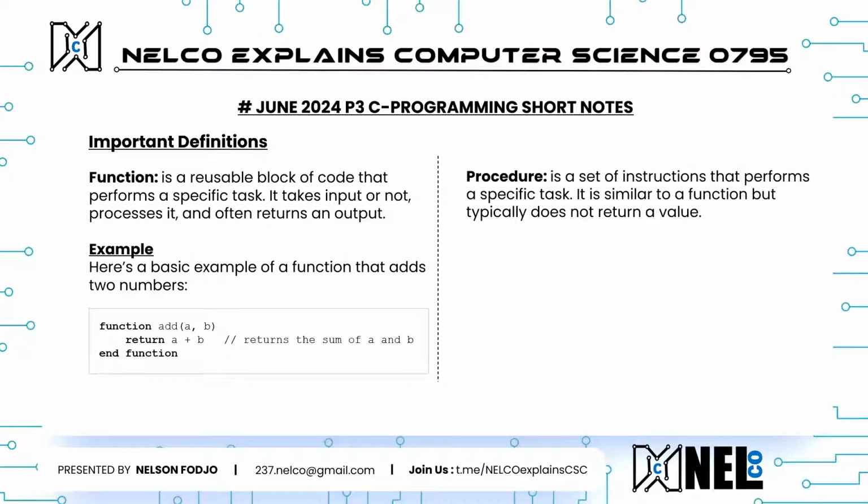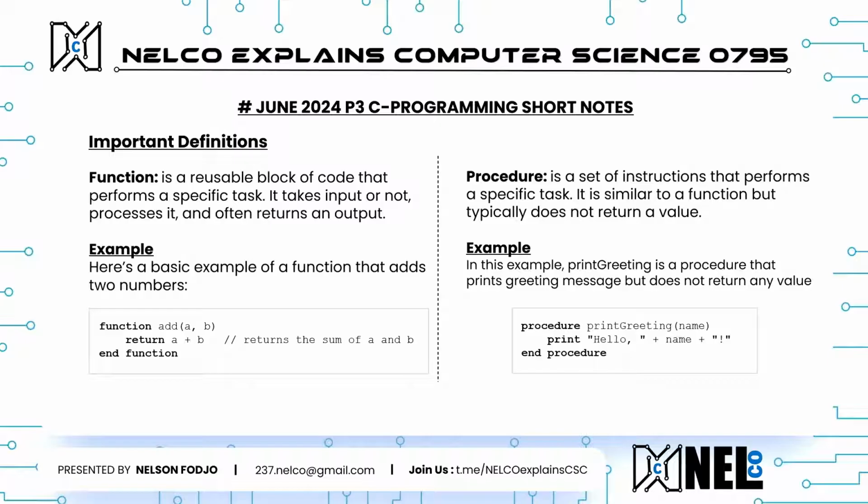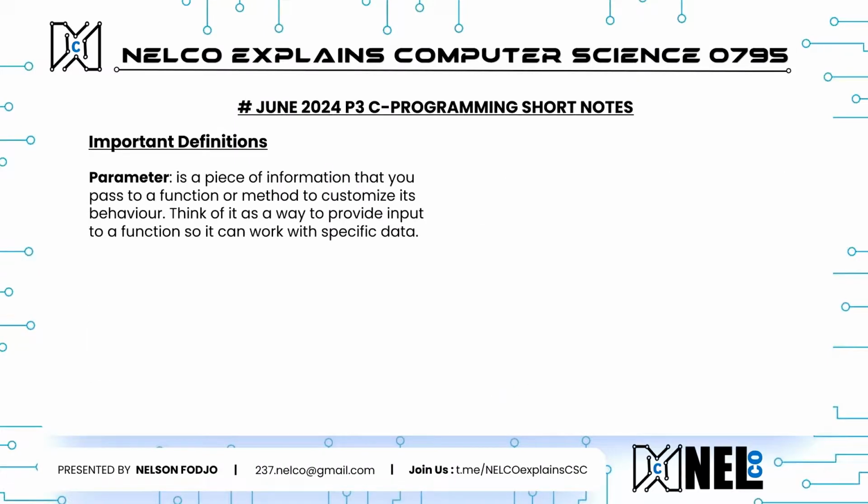Next, we have a procedure. It is a set of instructions that performs a specific task. It is similar to a function but typically does not return any value. For example, a procedure that prints a greeting message but does not return any value. Like here we have the pseudocode: procedure PrintGreeting, name as parameter, print hello name, and end procedure. There's no return statement like in a function. The main difference between a function and a procedure is that functions do return values, whereas procedures do not return any value.